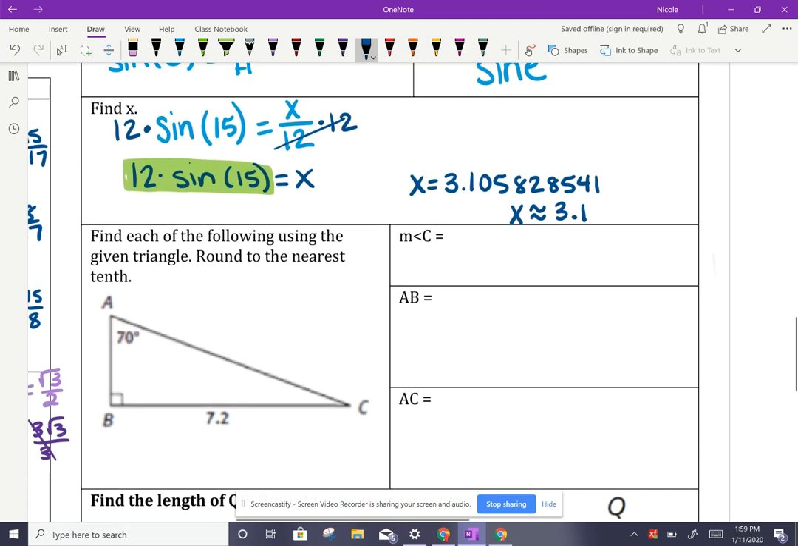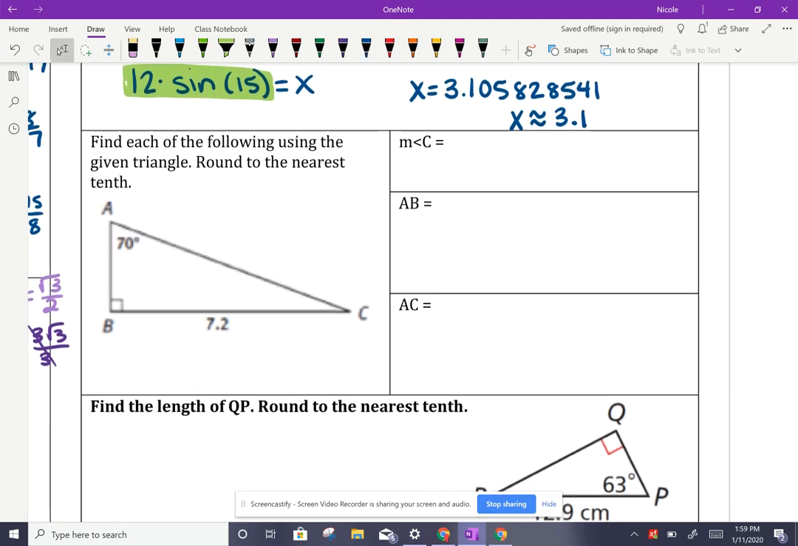All right, so let's try another one. I have triangle ABC. The angle that's provided to me is 70. So from where 70 is, we want to identify our different pieces. It says find each of the following using the given triangle, round to the nearest tenth. So first, it asks me to find the measure of angle C.